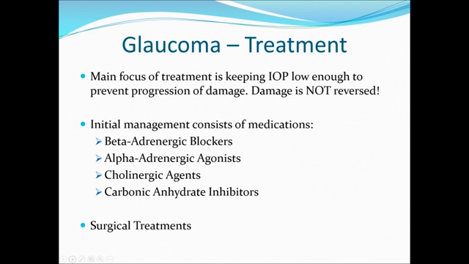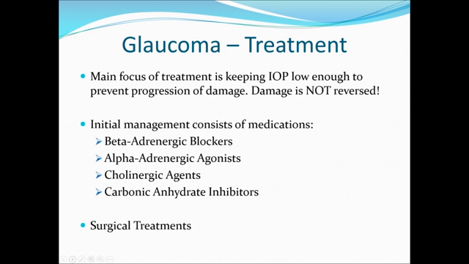So with glaucoma, our main focus of treatment is keeping the IOP low enough to prevent progression of the damage. It's very important to understand that the damage is not reversed. They are not going to regain their peripheral vision, but we need to preserve what vision that they have left. And what we will typically do is use medications. And we'll talk more about these medications in class.